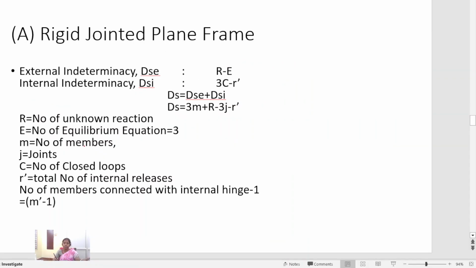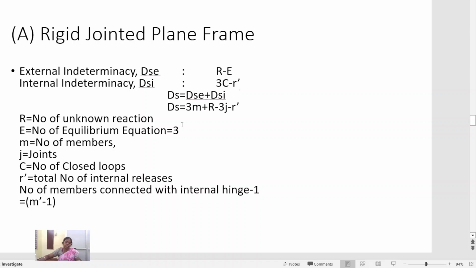For a rigid jointed plane frame, we can separate the external indeterminacy, DSE equal to U minus E. DSI equals the internal indeterminacy, that is 3 times the number of closed loops minus releases. C means the number of closed loops. Here R equals the number of unknown reactions, E equals the number of equilibrium equations, M equals the number of members, J the number of joints, C the number of closed loops, and r dash is the total number of internal releases, that is the number of members connected at the internal hinge minus 1, that is m dash minus 1.